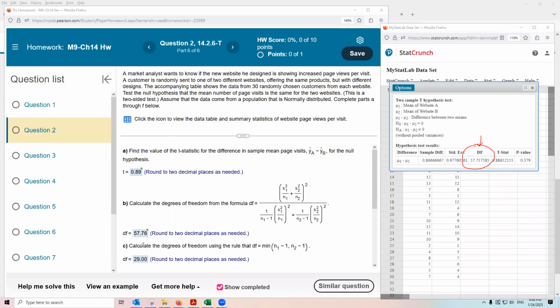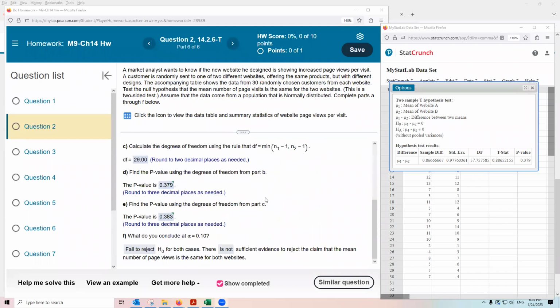Well, then part C says calculate degrees of freedom using an alternate rule that says degrees of freedom is the minimum of n1 minus 1. Now, n1 is the sample size for sample 1, but the sample sizes were 30 each. So this is going to be the minimum of 30 minus 1, comma 30 minus 1. Well, that's the minimum of 29 or 29. Those numbers are both the same, so the answer is just 29. So this degree of freedom is 29.